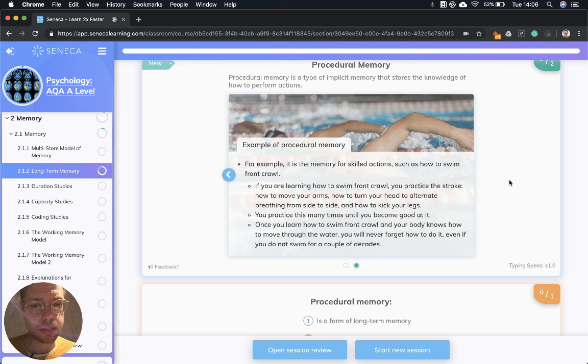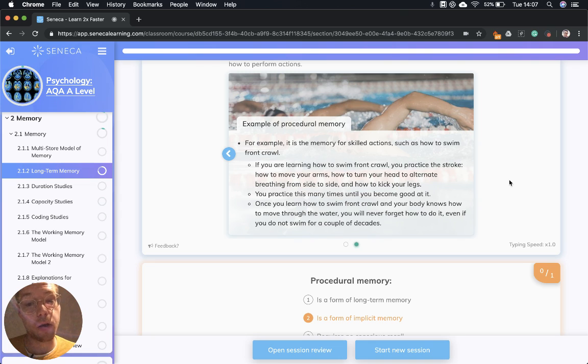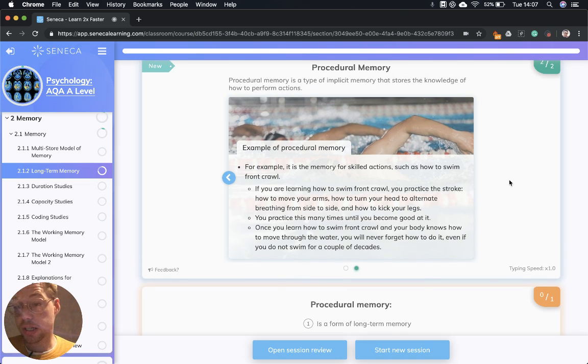If you're learning how to swim front crawl, you practice the stroke, how to move your arms, how to turn your head to alternate breathing from side to side, and how to kick your legs. You practice this many times until you become good at it. Once you learn how to swim front crawl and your body knows how to move through the water, you will never forget how to do it, even if you do not swim for a couple of decades. So this is a really good example of procedural memory.